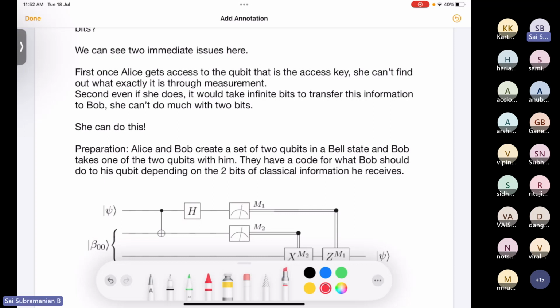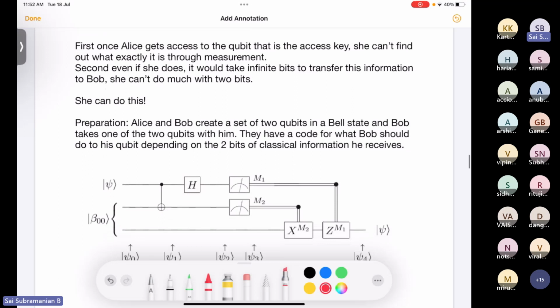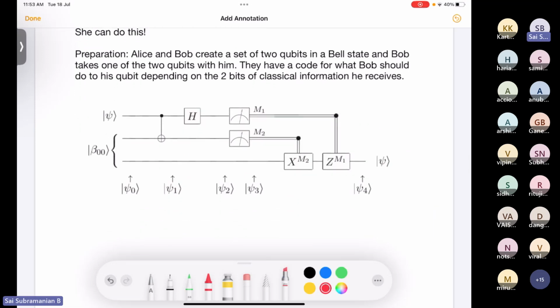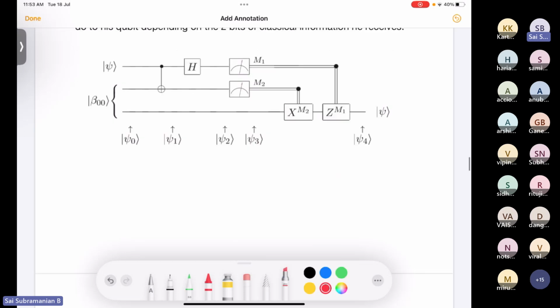And now we will look at a circuit of things that Alice does and then Bob should do, with which we can teleport this access key qubit to Bob. Even though we can't measure it, and even if we measure it, we cannot transfer that information with a finite number of bits, we can still teleport this access qubit to Bob. Okay. So let's look at quantum teleportation. So this is the circuit. Don't worry, I'll explain step by step what is happening.